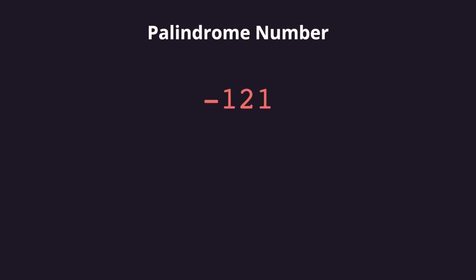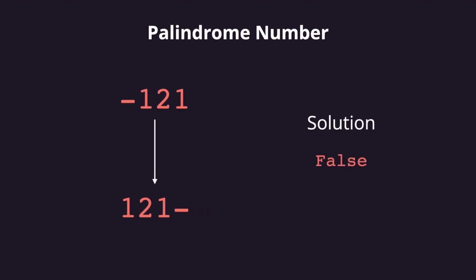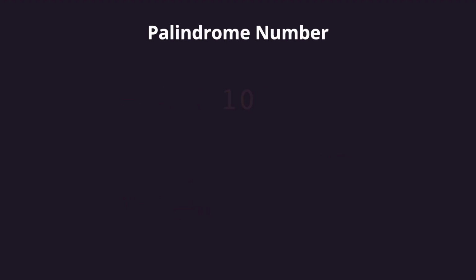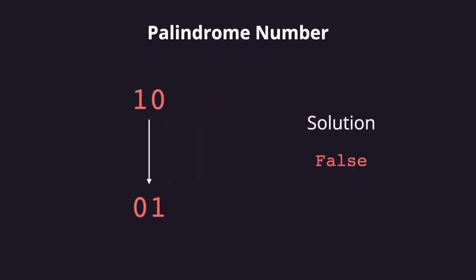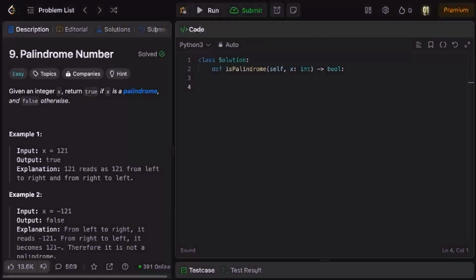However, negative 121 is not a palindrome, because when we reverse it, we get 121 with the negative sign at the end. The same goes for 10. When we reverse it, we get 0, 1, so it's not a palindrome. We are going to solve this challenge using two different approaches.